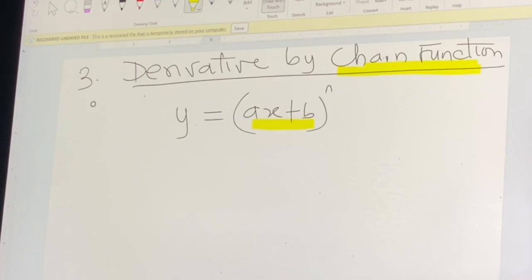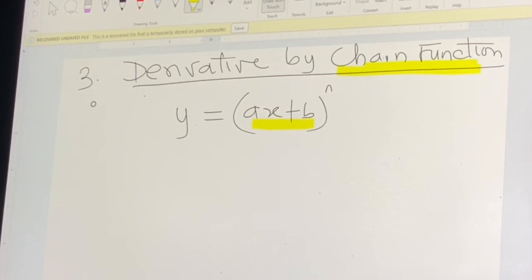Please take note. And again, whenever an expression is in brackets with a power, please pay much attention to this. Whenever you see an expression or equation with a power, either negative or positive power, we apply chain law or chain rule. Please take note.